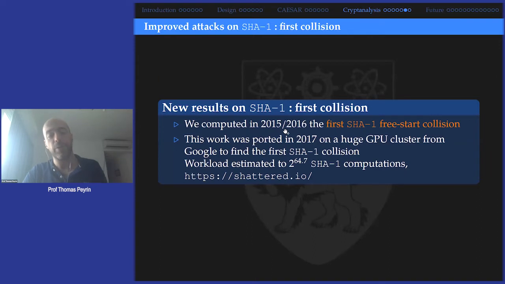Now, from our attack, Google basically took this attack and applied it on their own GPU cluster. So they have a huge number of GPUs, of course, it's Google, and they managed to get the first SHA-1 collision. And again, if you want, you can click on this link to get more information about this.